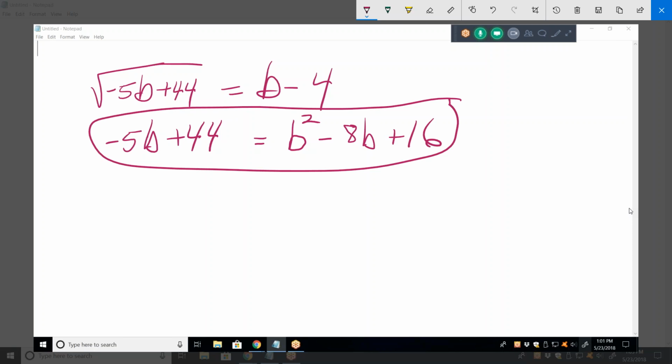Which side are we going to put everything on? It looks like I'll put everything on the right side. Okay. So tell me what to subtract. Subtract 44 and add 5b. Start with the highest term polynomial, so that there's only going to be one b squared. Okay. Now move all the b's over. How many b's are we going to have? Now we're going to have negative 3b.